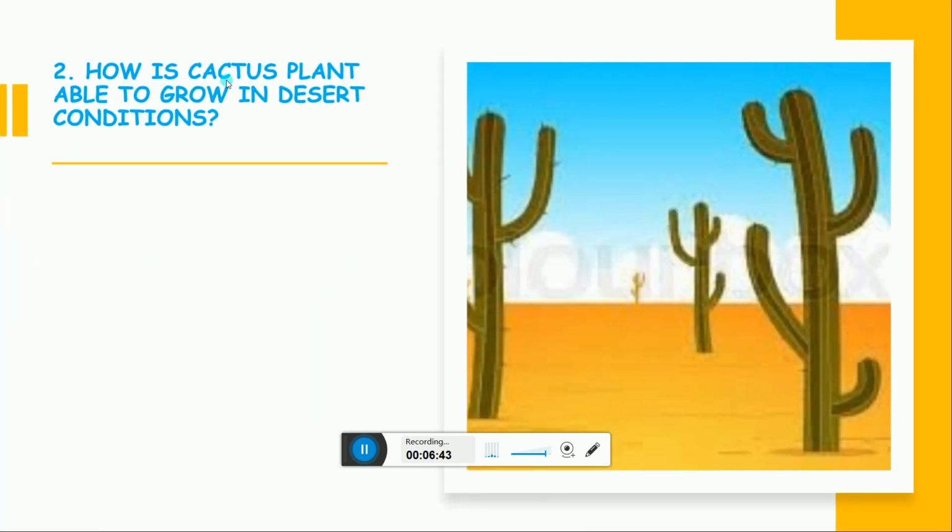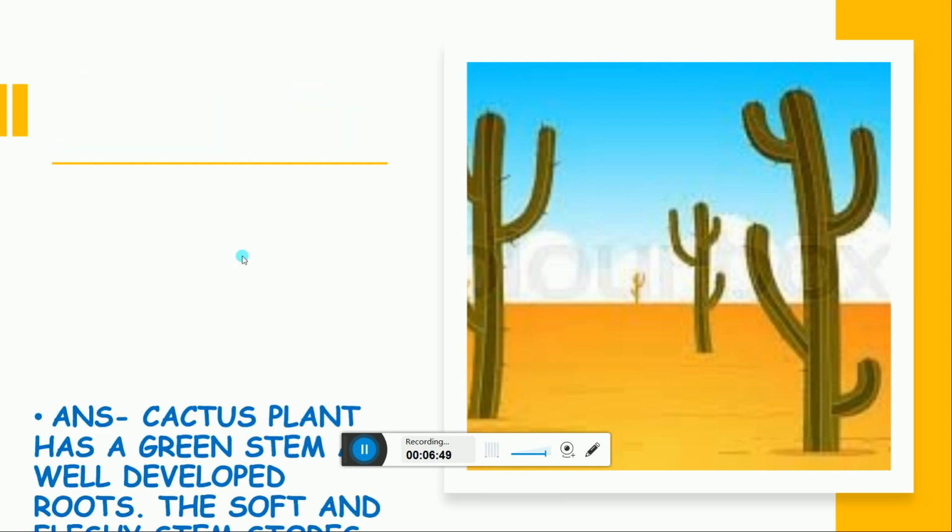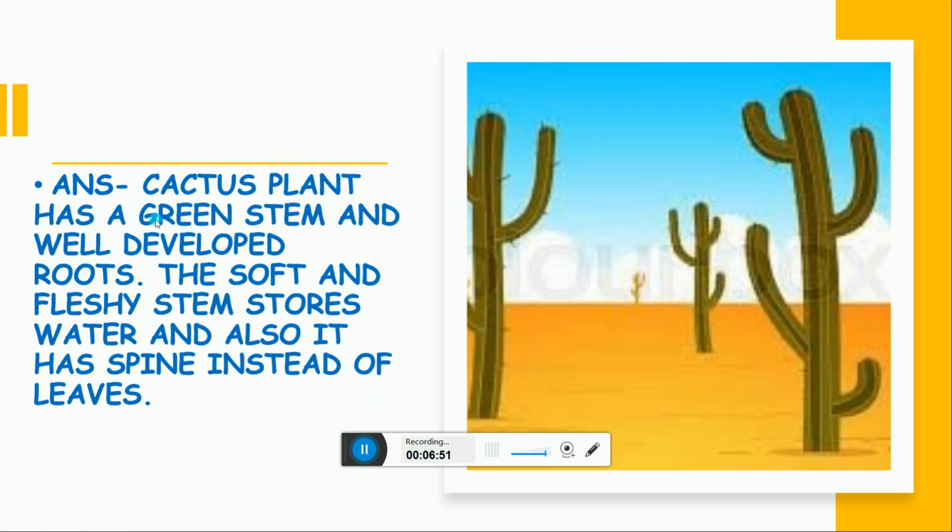Next question is how is cactus plant able to grow in desert conditions? And the answer is cactus plant has a green stem and well developed roots, and these roots are very soft and fleshy, and can store water, and also it has spines instead of leaves. In this way it can survive in desert conditions.